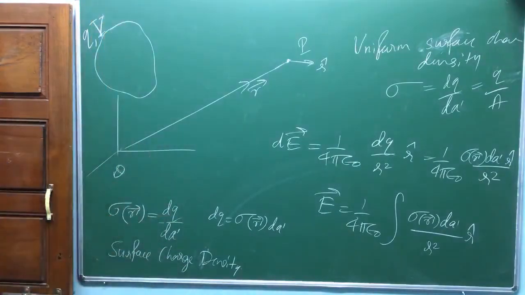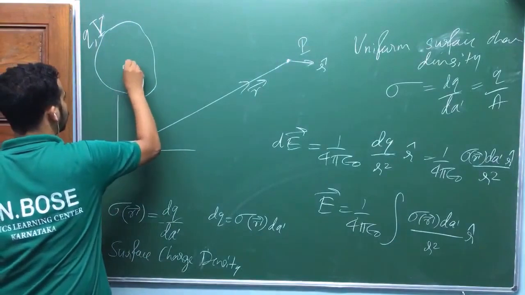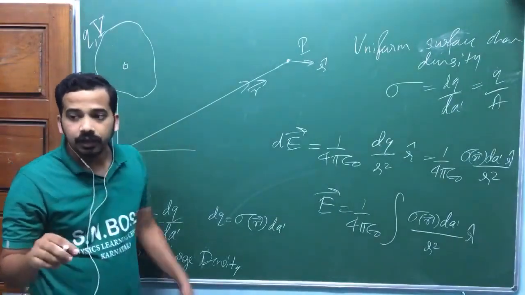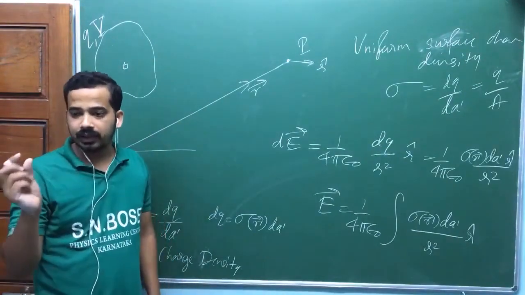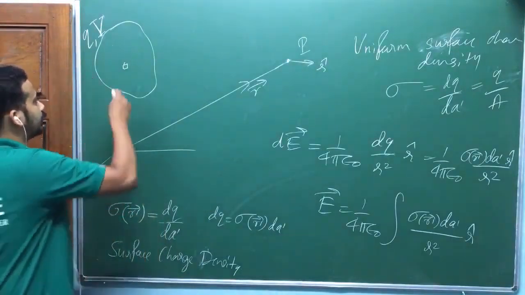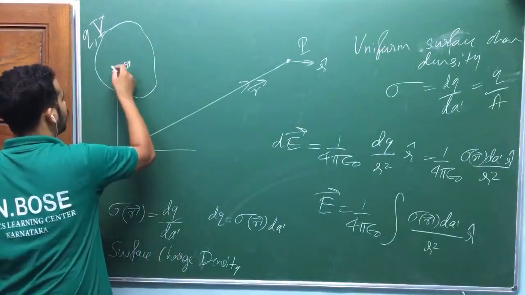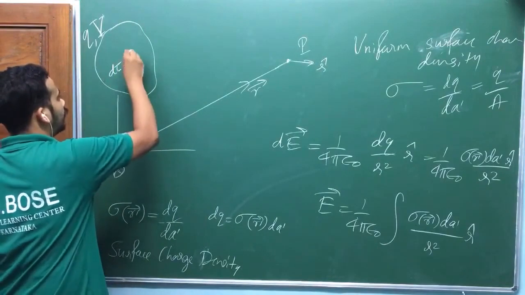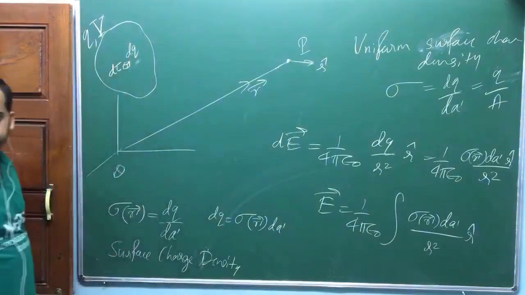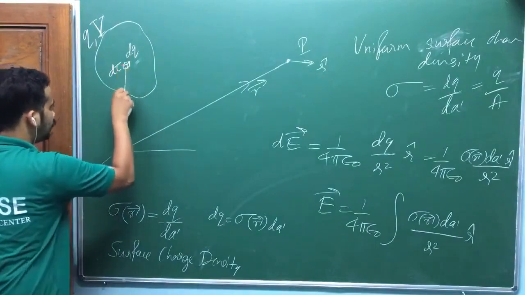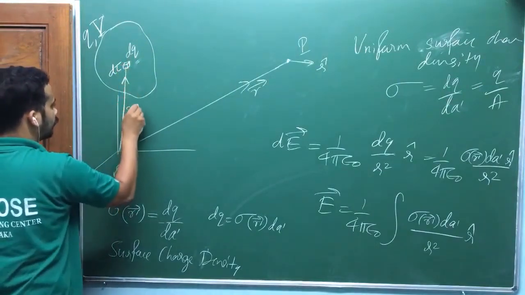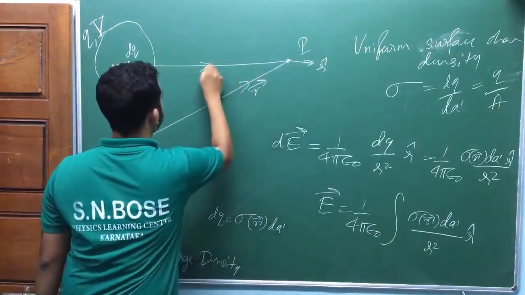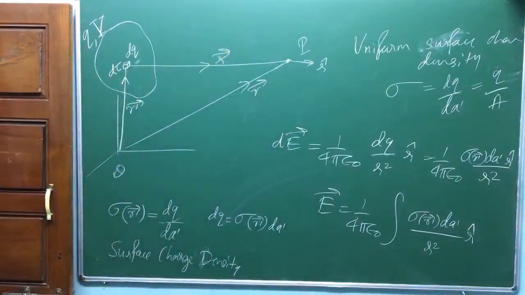Then again, what we do, we take a small portion of this, a small volume. We call it a volume element. Earlier, you could call it an area element. In the first case, in case of line charge, you take a line element. This is a volume element. Let me write this as a volume dτ, and it has a charge dq. Its location from the origin is the r prime vector, and this is the italic r vector.